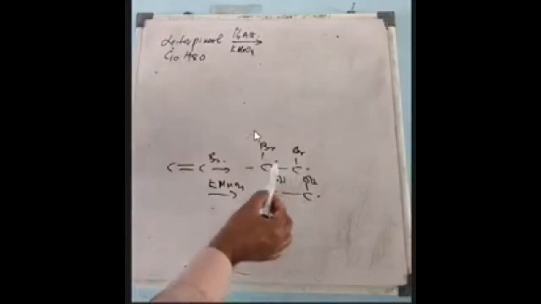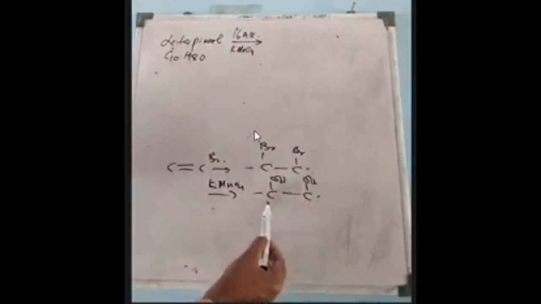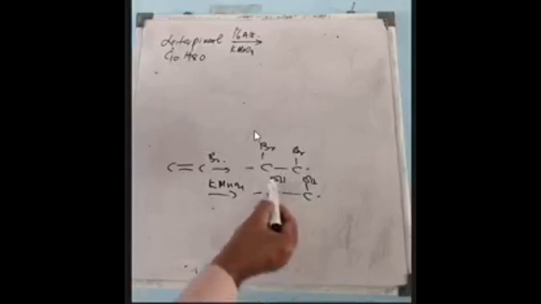This is the main reaction of the double bond. Whenever you have a double bond compound, it contains unsaturation. If it is treated with bromine, we get a 1,2 dibromo compound, also called a vicinal dibromide. When the same double bond compound is treated with KMnO4, hydroxylation takes place. Then we get the vicinal dihydroxy compound or 1,2 dihydroxy compound. These are also known as glycols, and these alcoholic OH groups are known as glycolic OH.